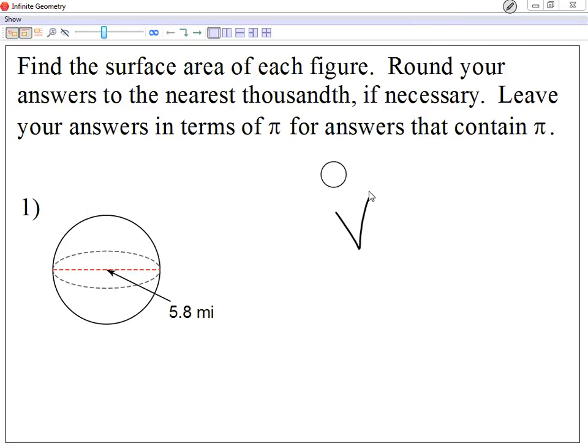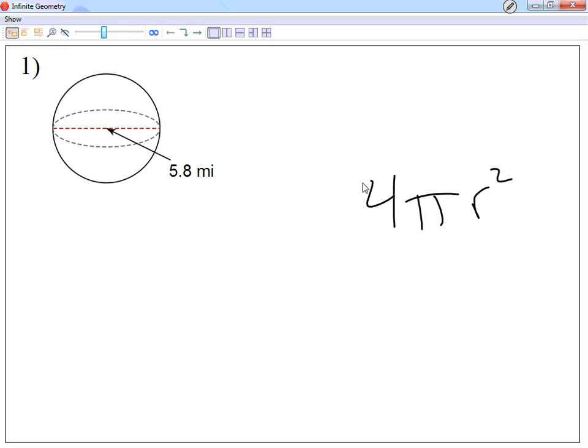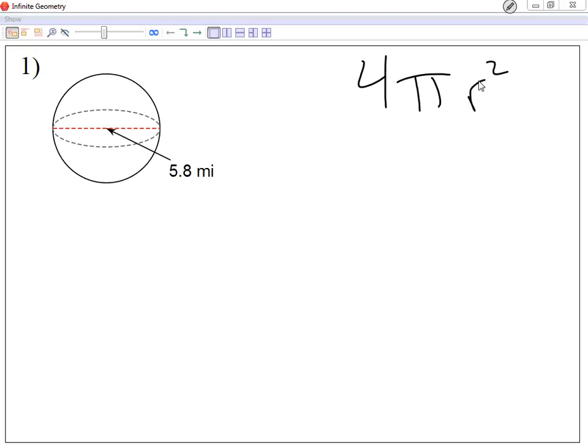Let me erase that. The formula for the surface area, we said it was going to be 4 times pi times radius squared. That's what we said on our formula. Let me take the instructions off. Actually, for room, let me move my... Alright, so the formula is 4 times pi times radius squared.